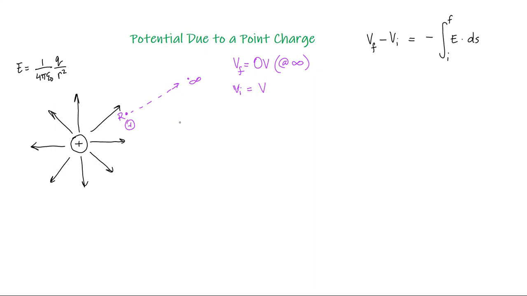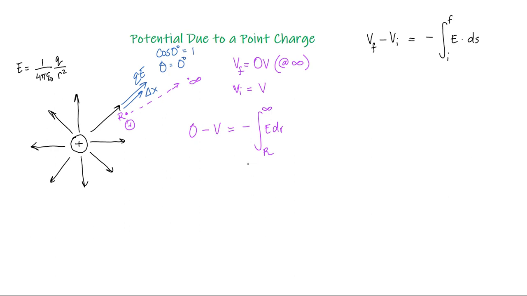So let's go ahead and write this out again. Vf, which is 0, minus Vi, which I'm leaving in as V, is equal to negative integral of E. Instead of having to write the dot product now, just as a reminder, the displacement and the force QE are at 0 degrees to one another, and of course the cosine of 0 degrees is just 1, so that gets rid of that. But I am going to change ds to dr because I'm dealing with radial displacement here. And remember, I'm going from position R all the way to infinity.